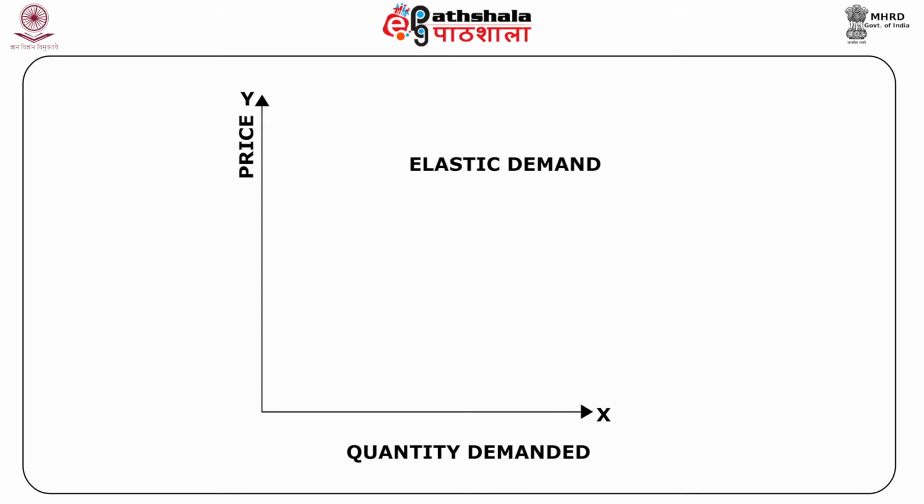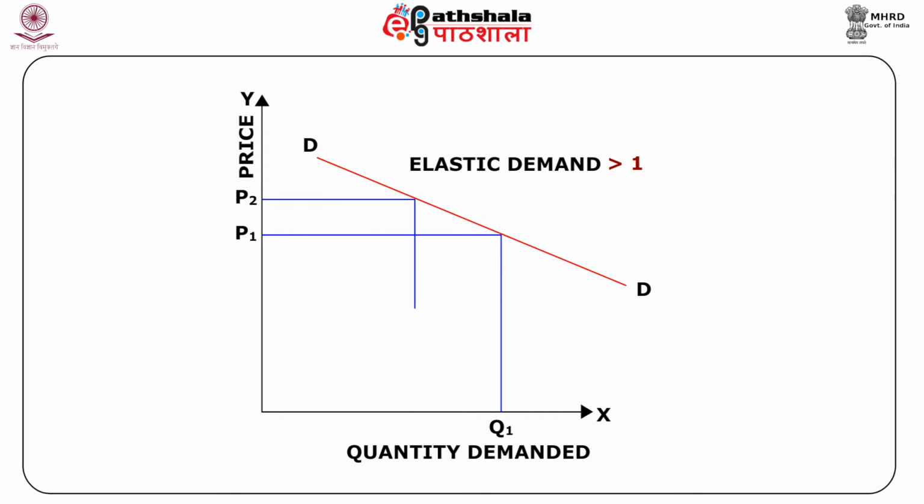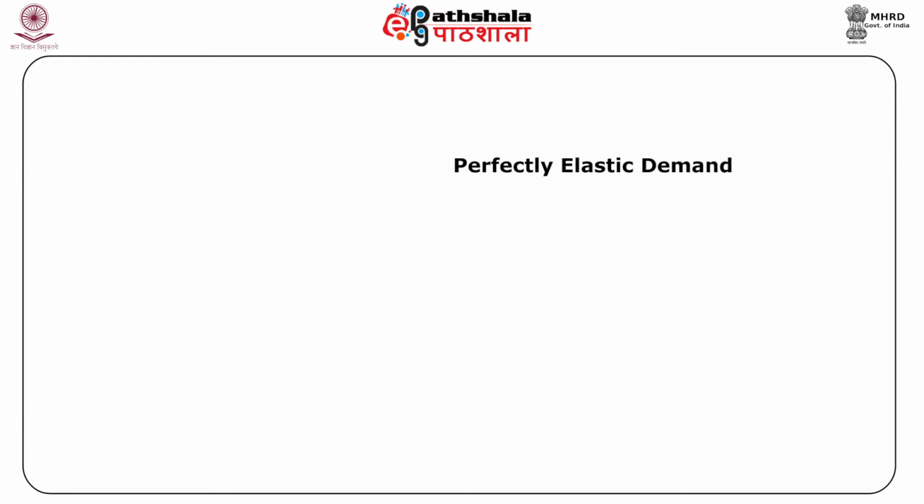When a small change in price leads to a more than proportionate change in quantity demanded, it is known as elastic demand. In this case, elasticity of demand will be greater than 1. Leisure goods like holiday packages have an elastic demand. The slope of the demand curve is much flatter. It clearly depicts how a small decrease in price from P1 to P2 has led to a larger than proportionate change in the quantity demanded from Q1 to Q2. That is, delta Q is greater than delta P.